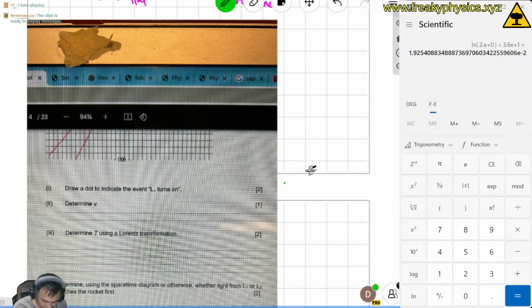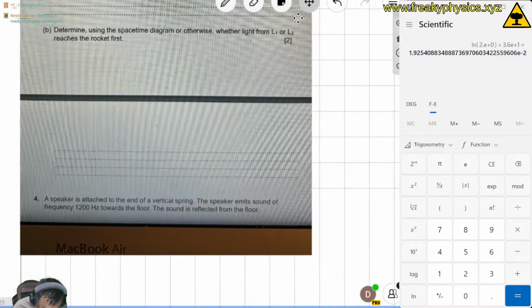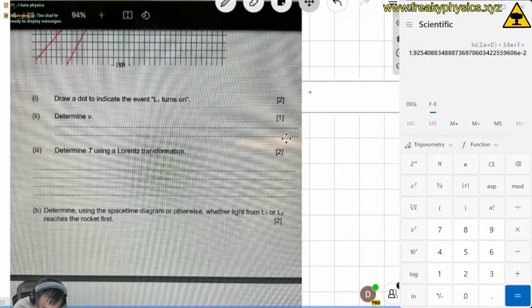Okay. All right. So, anyway, let's take a look here. Which one of these questions would you like to be done? Because the graph isn't here. Just part 3. Use T using a Lorentz transformation. This one, right? And we know that V is 0.8 C. Let's put that here. V equals 0.8 C.